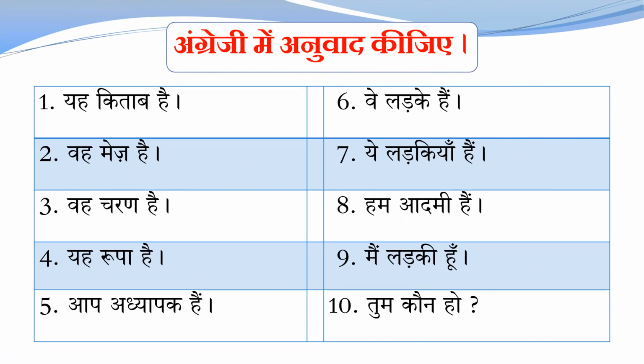Angrezi mein anuvad kijiye. Translate to English. If you actually memorized the basic words which we learned, it would be a piece of cake for you to translate these basic sentences to English. So, give it a try. Yah kitab hai. Vah mez hai. Vah charan hai. Yah rupa hai. Aap adhyapak hain. Ve ladke hain. Ye ladkiyan hain. Hum aadmi hain. Main ladki hoon. Tum kaun ho?